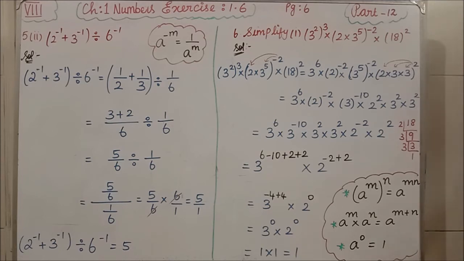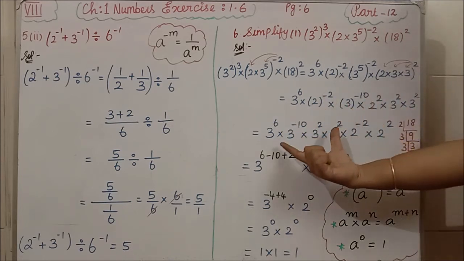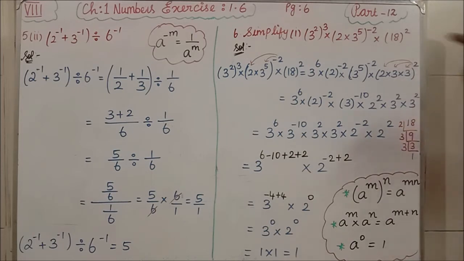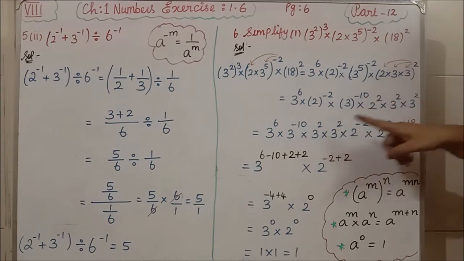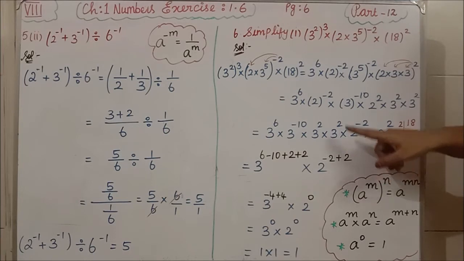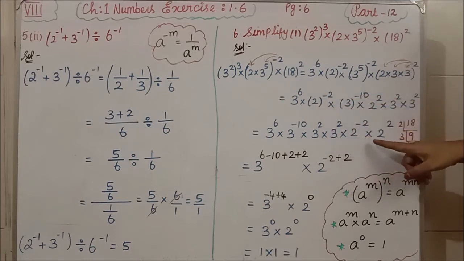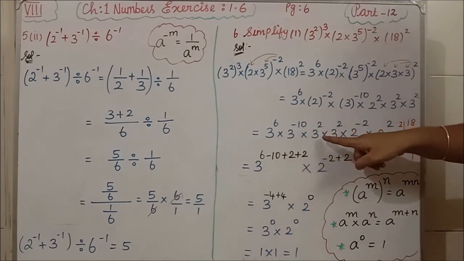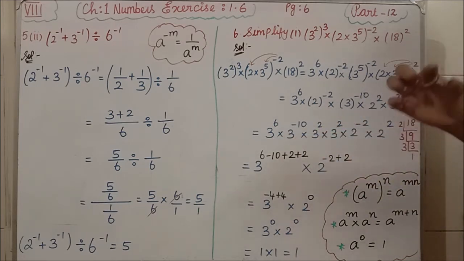Clear? Now if you see, first I am writing the 3 and all first, then I am writing the 2. Clear? 3 power 6 into 3 power minus 10 into 3 square into 3 square into 2 power minus 2 into 2 power positive 2. Clear all of you? The next step, if you see, 3 3 3 3, all we are having 4 3s, isn't it? The bases are the same.